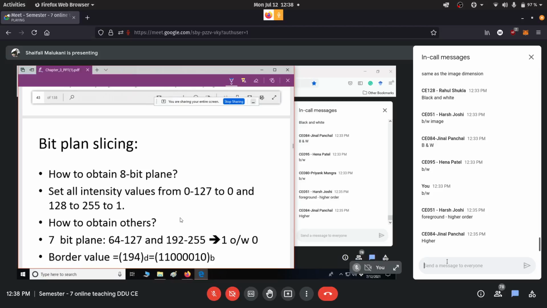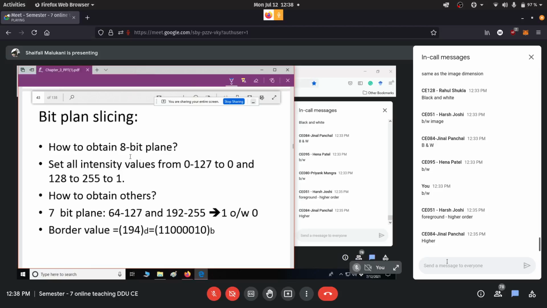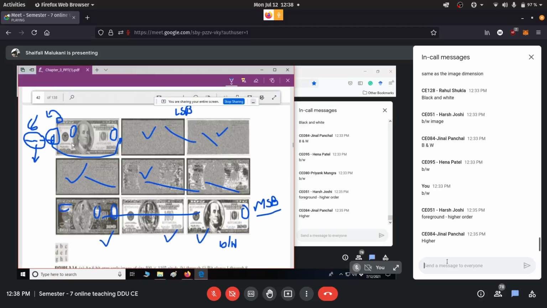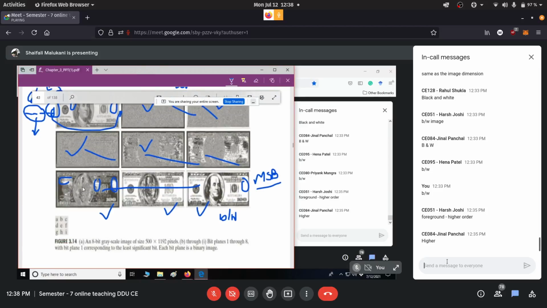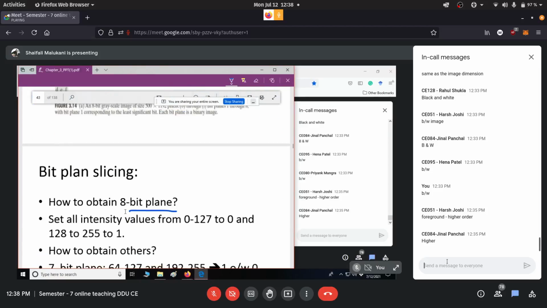Okay, I will show you all these things. First of all, how to obtain a bit plane. First of all, you have to extract all the MSBs. Or rather, if you want to go the other way, in which range of intensities will my MSB be 1 if it is an 8-bit image?